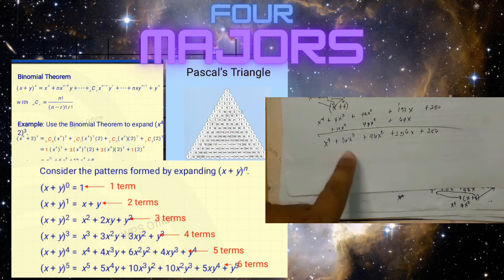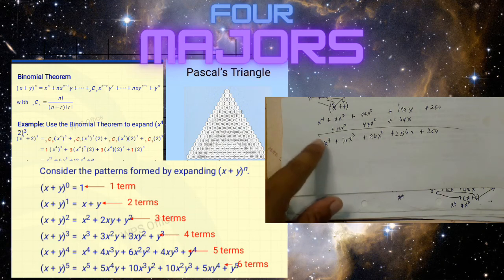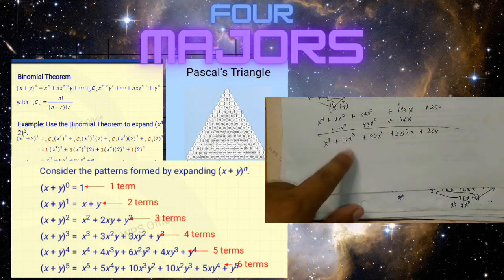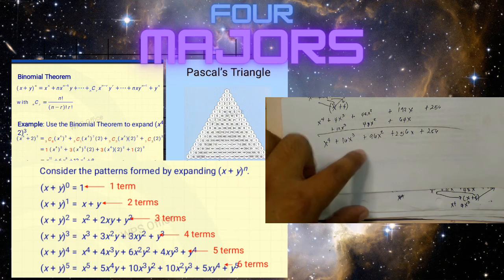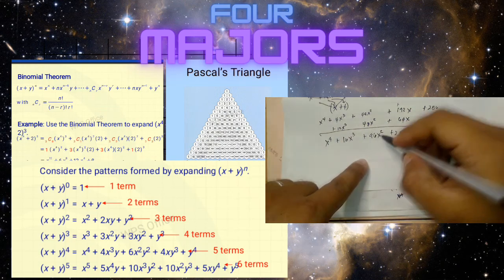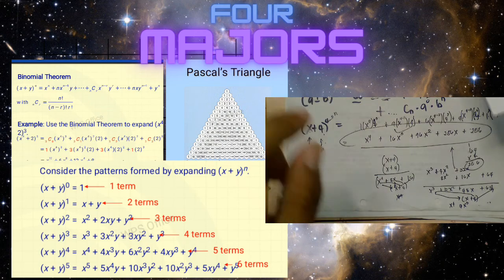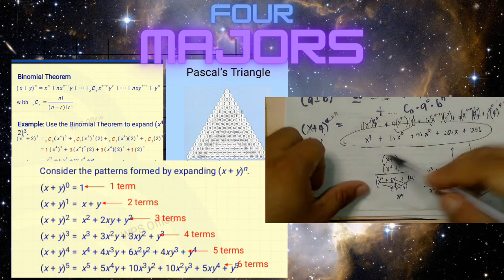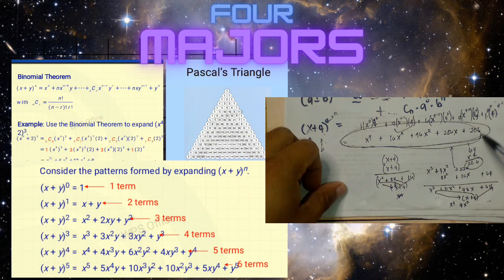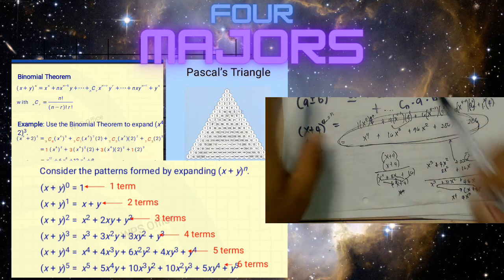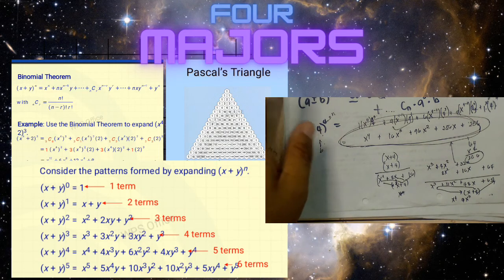So we arrived at, using the long method, x to the 4, 16x to the 3, and then 96x squared plus 256x plus 256. So yeah, why not use the short method, which is actually the binomial expansion.